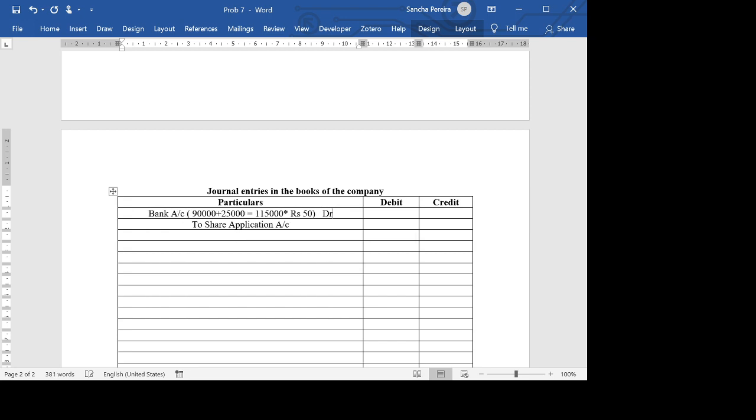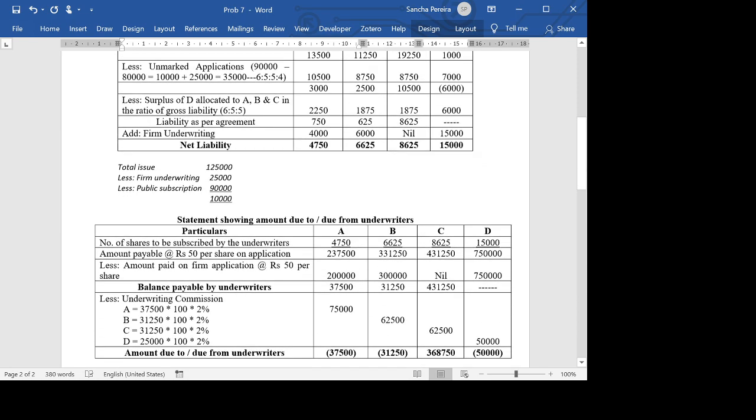Okay, I've just done that calculation here. So bank account debit 90,000 plus 25,000. 90,000 is the total applications received from the public. 25,000 is the firm underwriting, equal to 1,15,000 into rupees 50. That's how much has been received on application. Okay, this is the total amount.